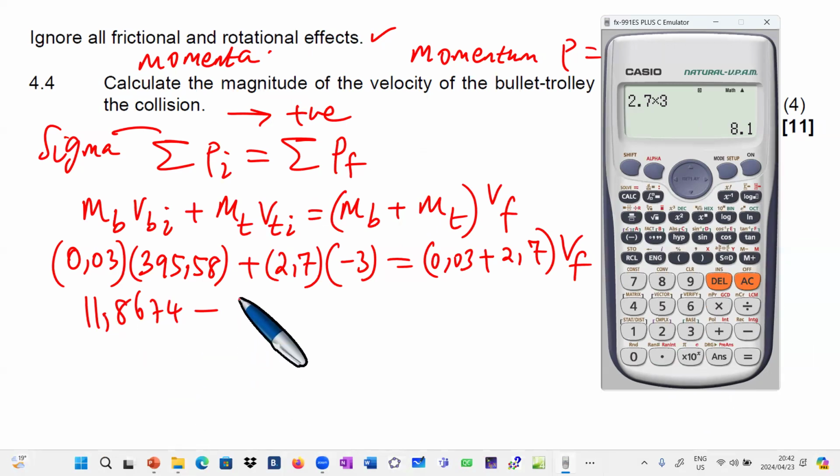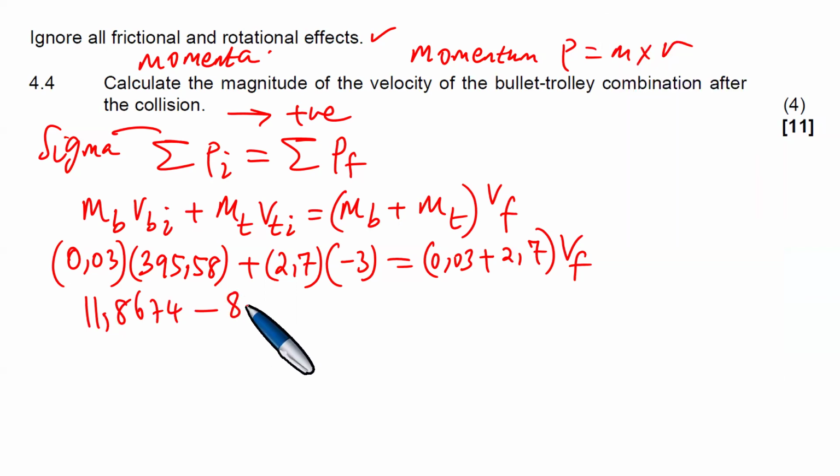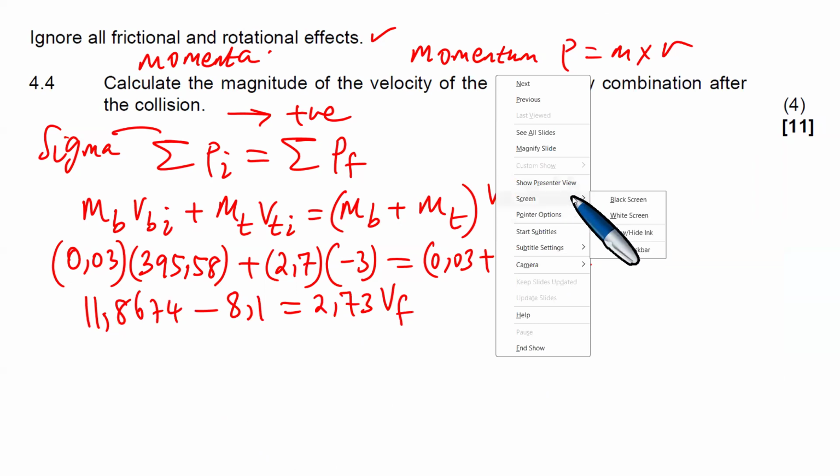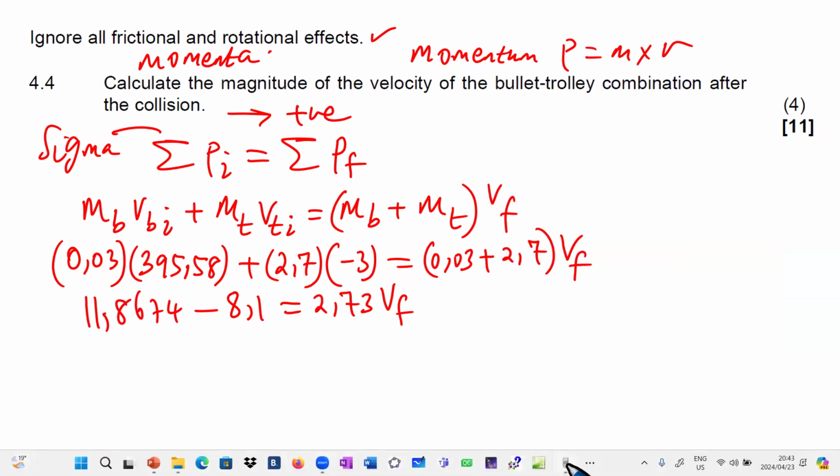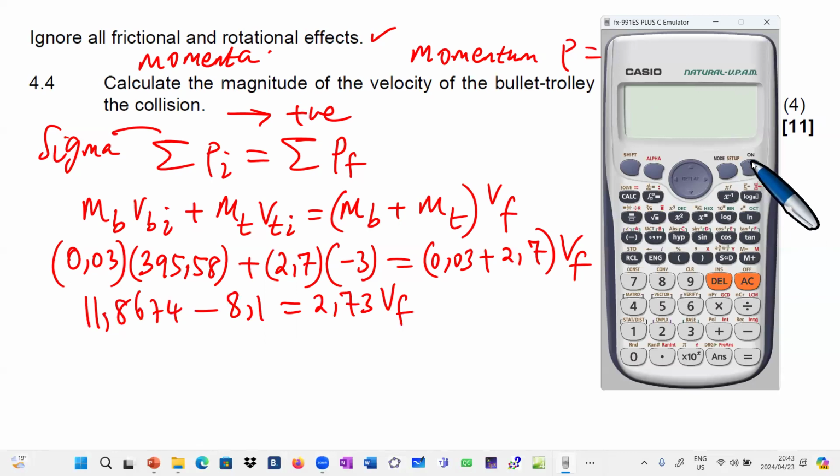So this one here is actually exactly 8.1, which equals, now this one was correct from you, 2.73 V final. Now we want to just do this here. So to do this calculation, what we're going to do is have 11.8674 minus 8.1. Okay, that is what you wrote earlier.